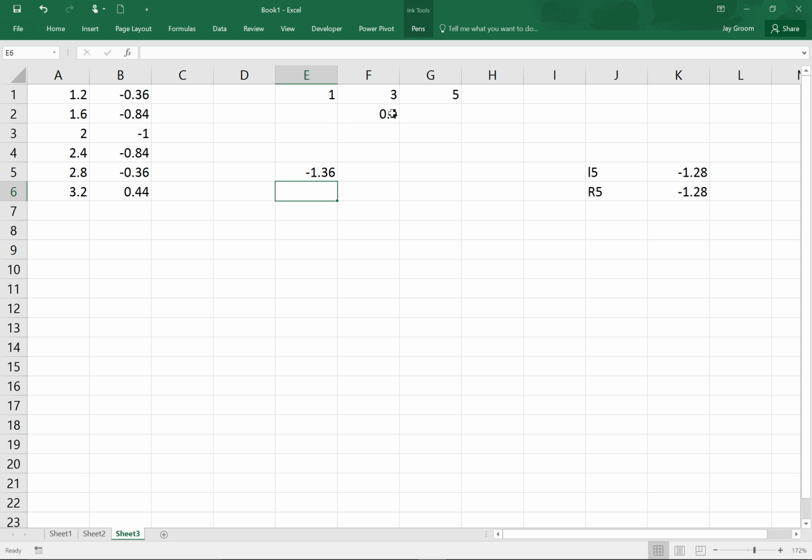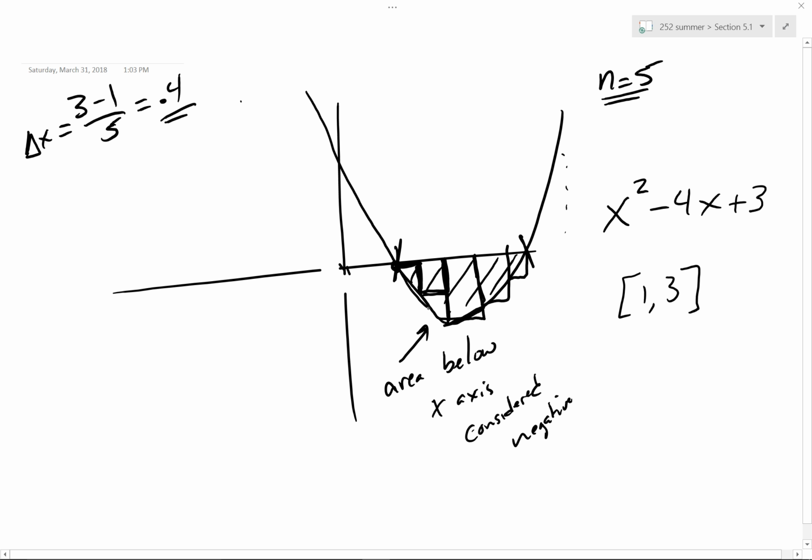And so negative 1.36. Okay. Turns out that actually is an awful lot closer to the real answer, negative 1.28. They both overshoot because in part that function opens up over here and then it opens down.